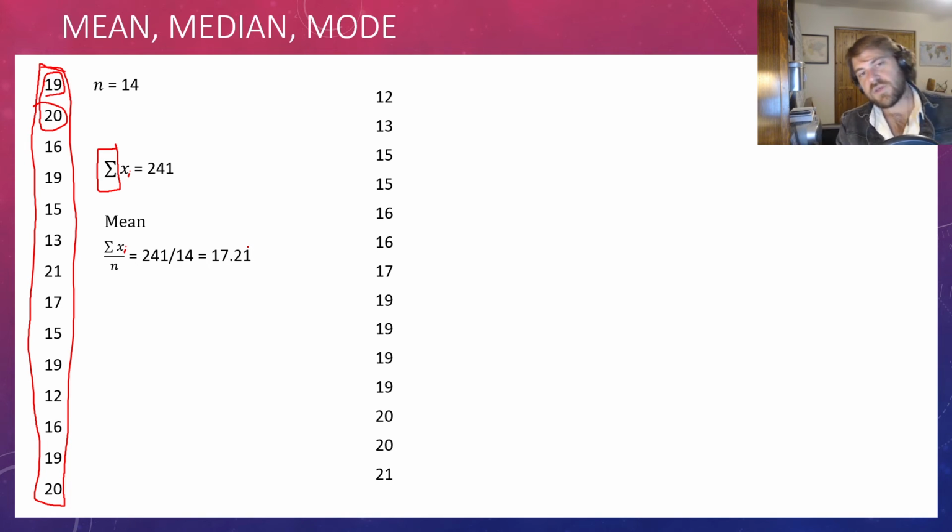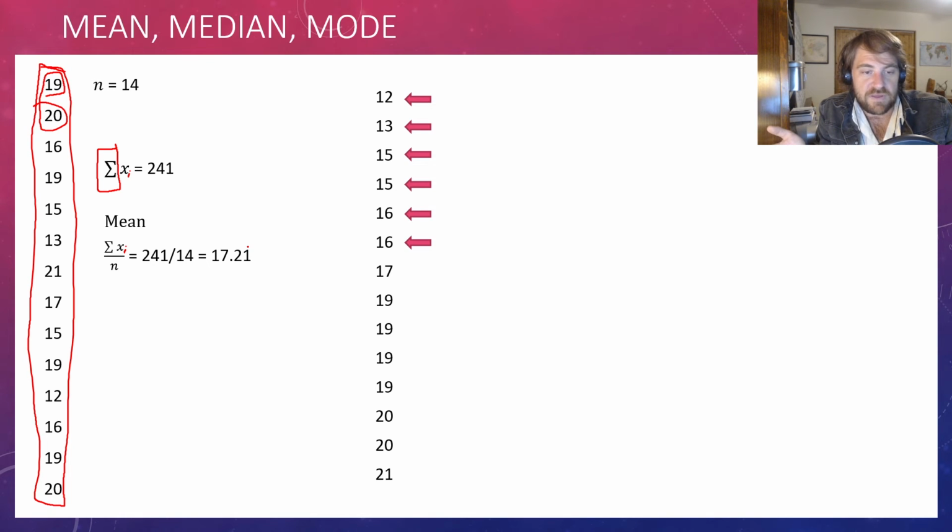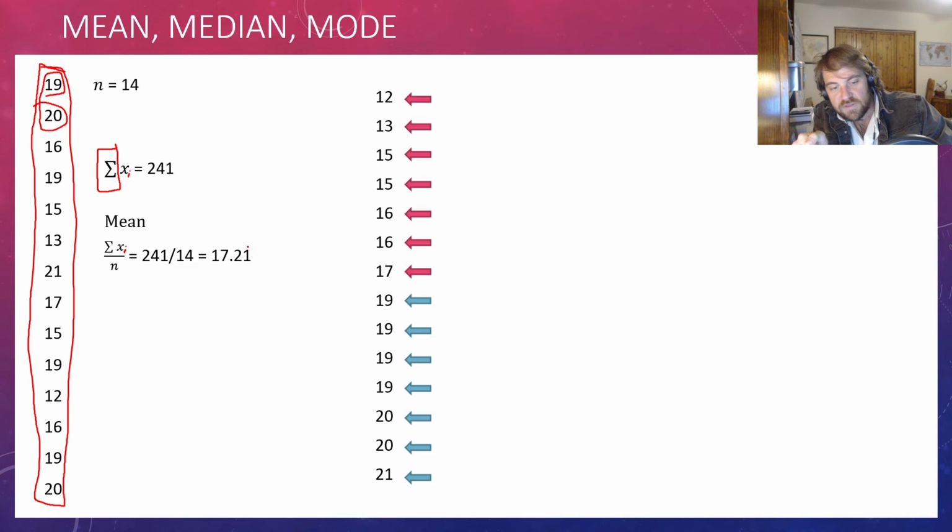So the way that I do this is I think of the n, and I divide it by 2. 14 divided by 2 is 7. And so I'm just going to count 7 from each end, right? So we'll go 1, 2, 3, 4, 5, 6, 7. And now we're going to start at the other end. 1, 2, 3, 4, 5, 6, 7.